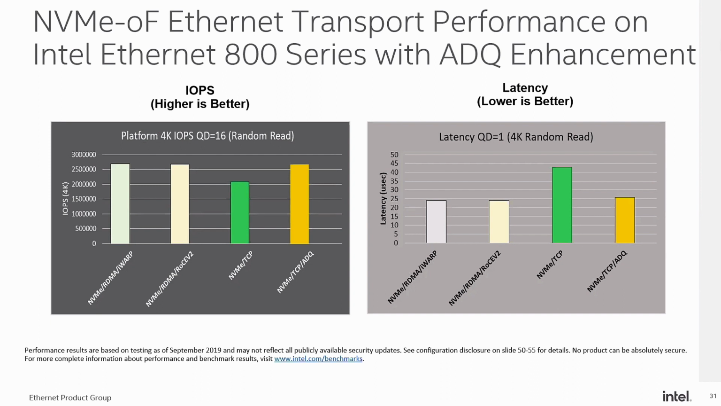We are getting over to 2.7 million IOPS per second. NVMe over TCP is a little bit behind, but it's still above 2 million IOPS. And with ADQ enhanced NVMe over TCP, you can see the NVMe over Fabric solution can get to almost the same as the NVMe over RDMA solution. On the right side, we're looking at the latency.